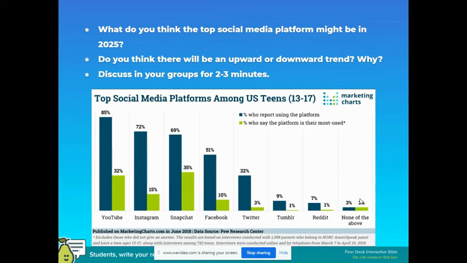Now, it says to discuss in your group. Since we're on Edpuzzle, I'm not going to have you discuss formally in your groups. If you'd like to talk about this graph with your table partners, you certainly could. I'd like to know your opinions of what the social media was 2.5 years ago compared to what you're using now.